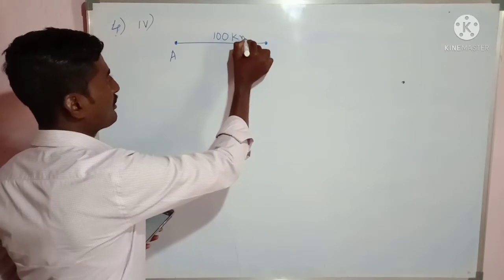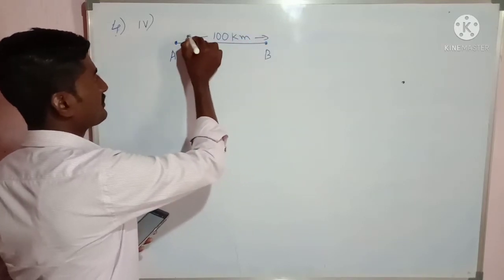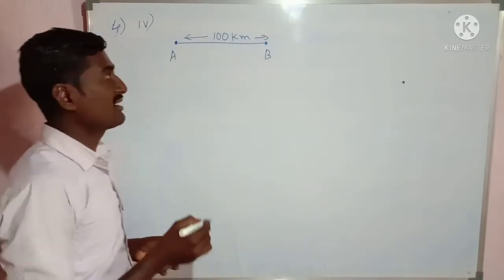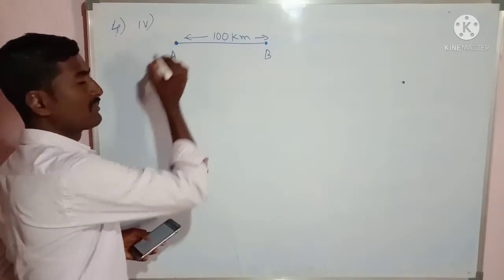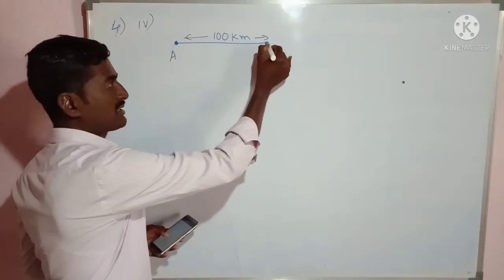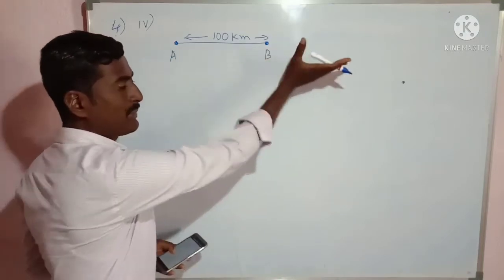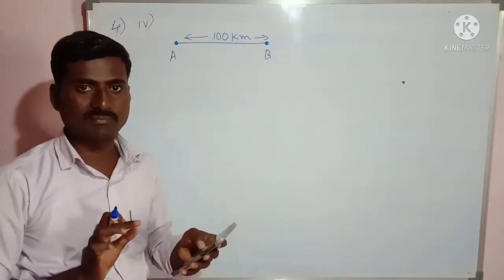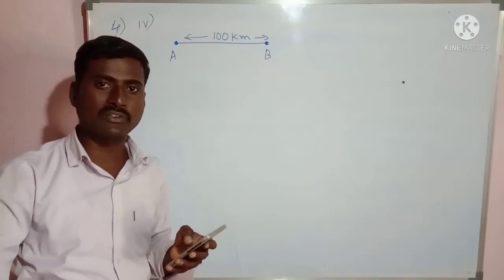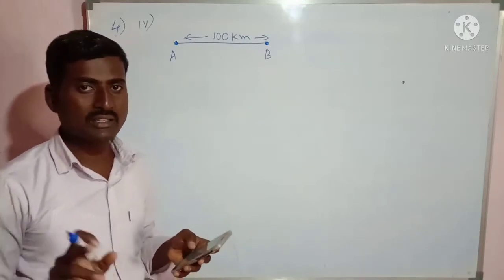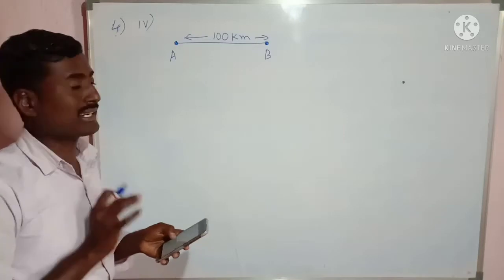So the distance between these two is 100 kilometers. One car starts from point A and another car starts from point B. These cars are moving in the same direction. This is for the first condition, same direction, and then another for opposite direction. So I am discussing only the same direction.